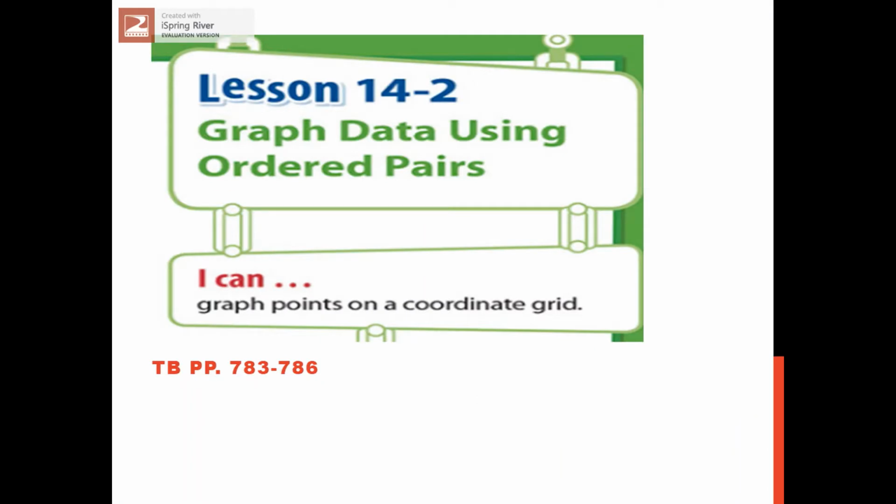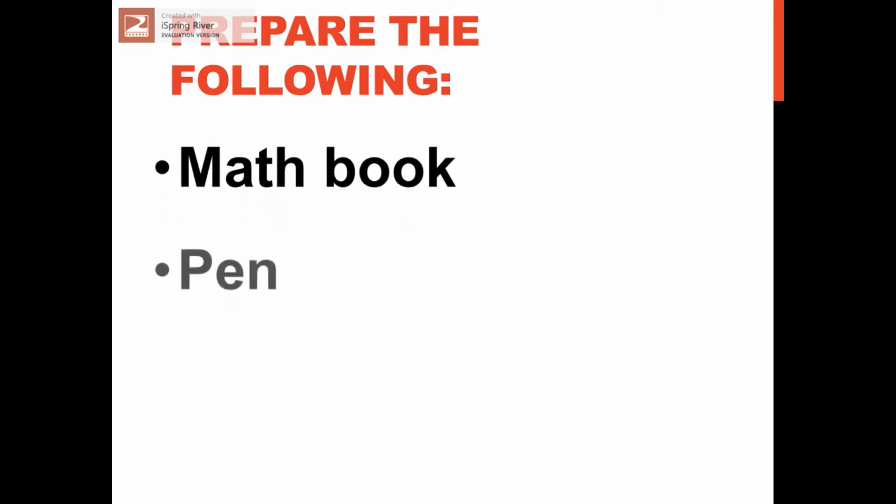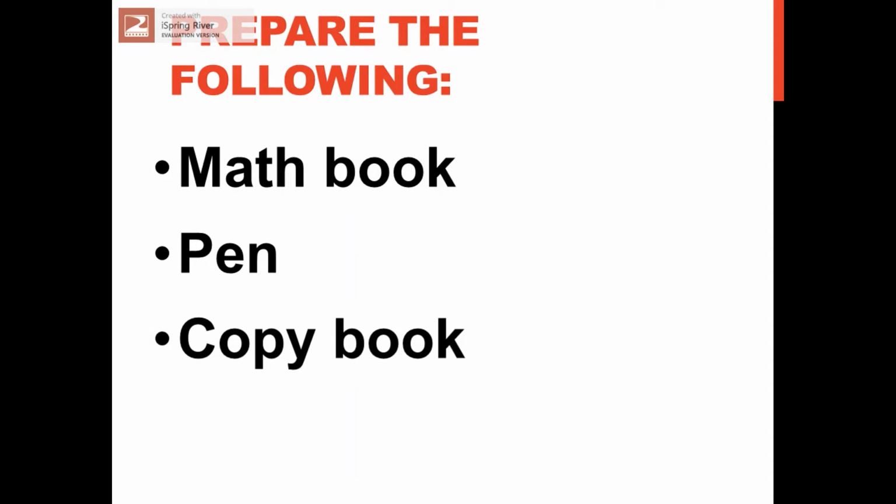From this week, our lesson is from lesson 14-2, graph data using ordered pairs. I can graph points on a coordinate grid from your textbook pages 783 to 786. Before we start, I want you to prepare the following: your math book, your pen, and your copybook. Now, let's start our discussion from this video.